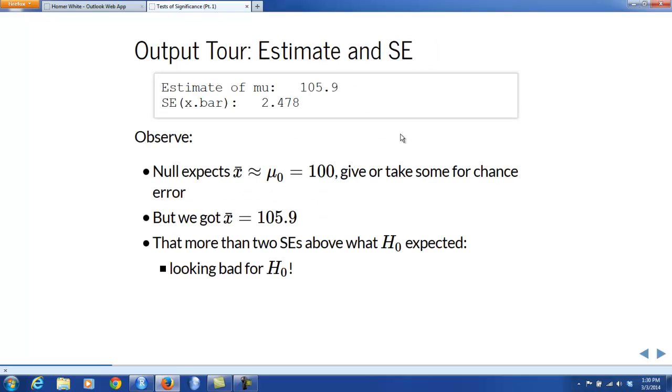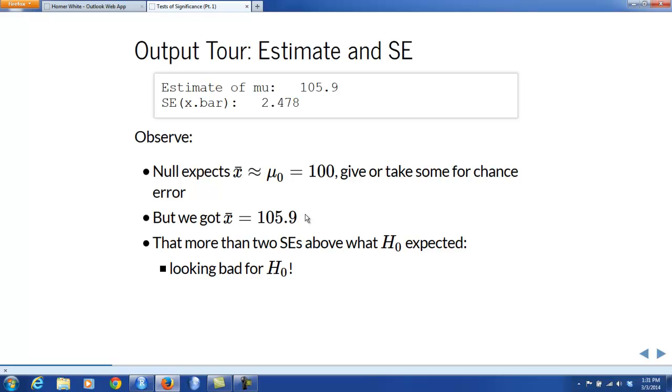Also in the inferential part of the output, you'll see some information about your estimator and its standard error. Our estimator, of course, is the sample mean x bar. It's 105.9 as we've seen. The standard error for x bar, computed using the formulas we've learned in other chapters, is 2.478 miles per hour. Now, the null expects that x bar is going to be about 100, give or take some for chance error. We got 105.9 for our x bar. Looking at the standard error, we see that that difference of 5.9 miles per hour is about 2 of these standard errors above what the null was expecting.